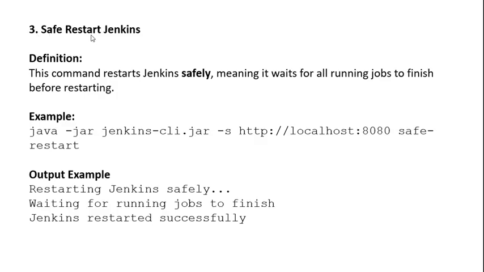Third is safe restart Jenkins. This command restarts Jenkins safely, meaning it waits for all the running jobs to finish before restarting. The example is java -jar jenkins-cli.jar -s http://localhost:8080 safe-restart, and the output is: restarting Jenkins safely, waiting for the running jobs to finish, and Jenkins is restarted successfully.